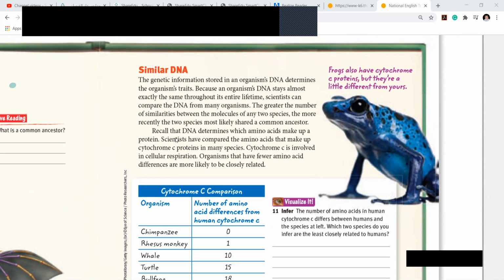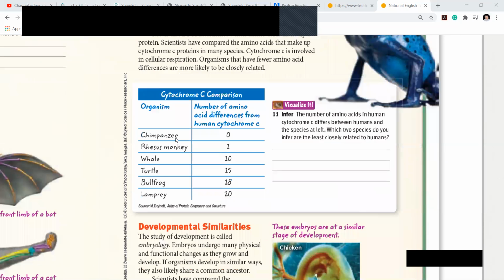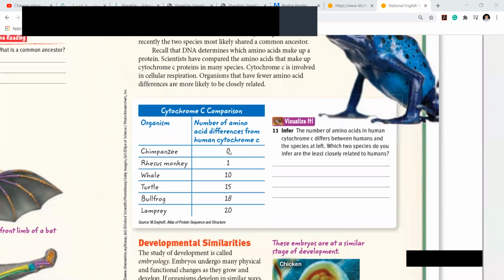Scientists have compared the amino acids that make up cytochrome C proteins in many species. Cytochrome C is involved in cellular respiration. Here we have the number of amino acids. Chimpanzee has 0, rhesus monkey has 1, whale has 10, turtle has 15. These are the number of amino acid differences when you compare to human. When you see chimpanzee, it's almost the same. You don't have any differences.